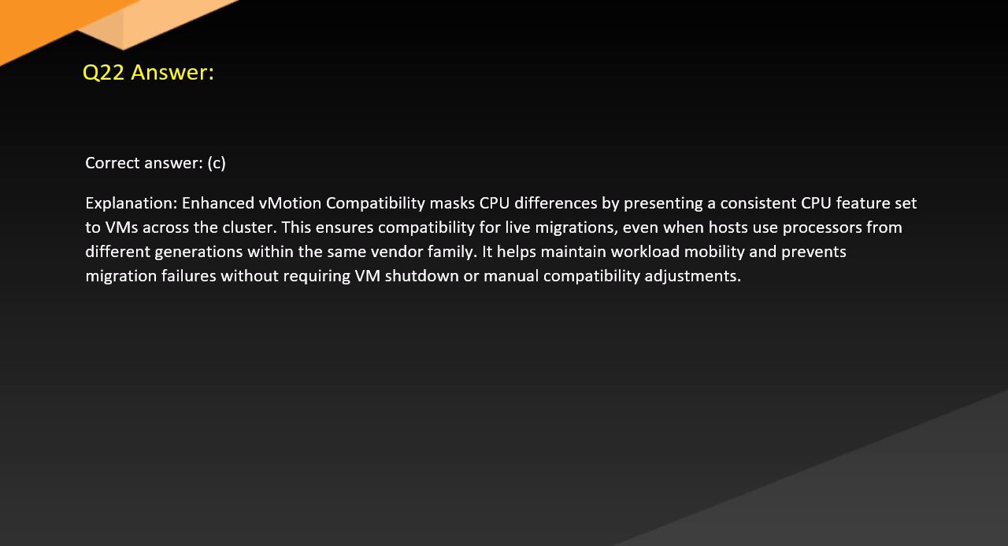Answer. Correct answer, C. Explanation. Enhanced vMotion Compatibility masks CPU differences by presenting a consistent CPU feature set to VMs across the cluster. This ensures compatibility for live migrations even when hosts use processors from different generations within the same vendor family. It helps maintain workload mobility and prevents migration failures without requiring VM shutdown or manual compatibility adjustments.